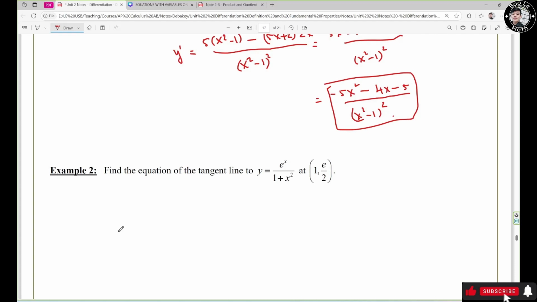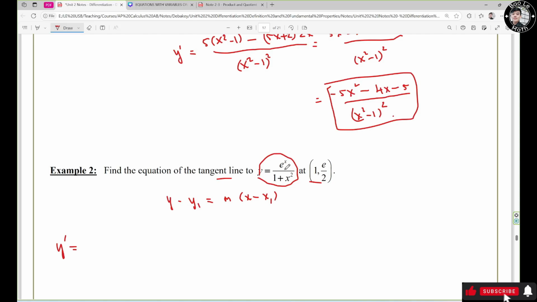Let's move on to example number 2. Find the equation of the tangent line to y equals e to the s over 1 plus s squared at this point. We know that the equation of the tangent line is given by the formula y minus y1 equals m times s minus s1. Now m is the slope, which means you need to take the derivative of this one. So it's going to be y prime equals this one.